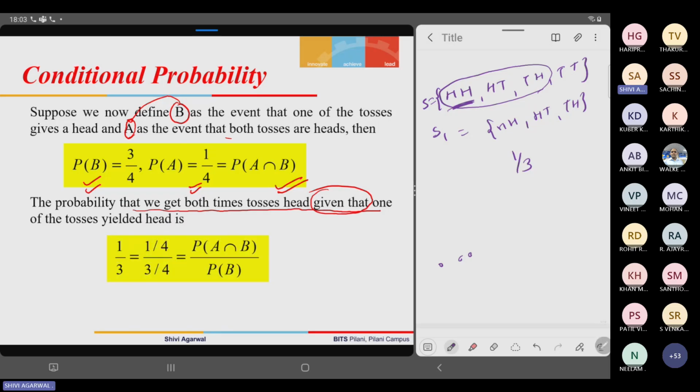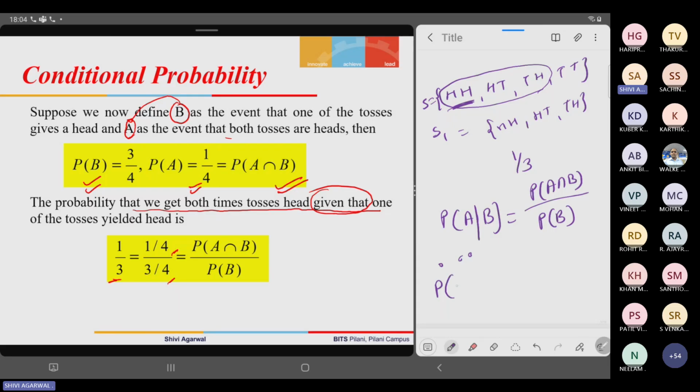So 1/3 is equal to (1/4) upon (3/4). So now what formula are we getting? Probability of A given B. This is the symbol we are using. Probability of A intersection B divided by probability of B.